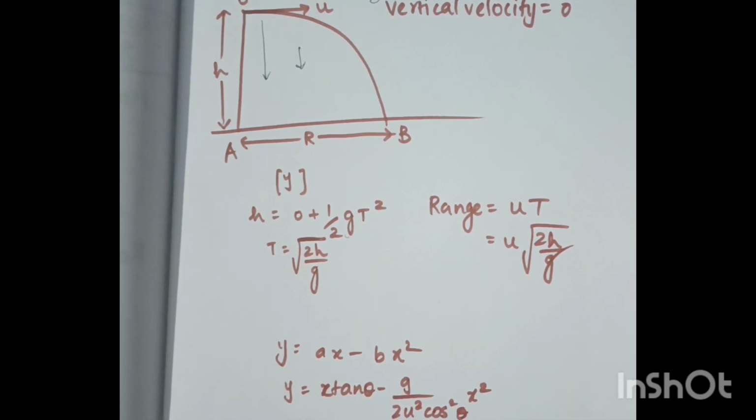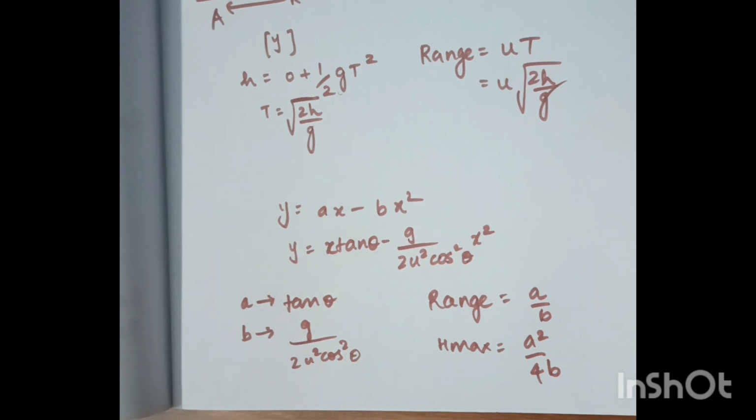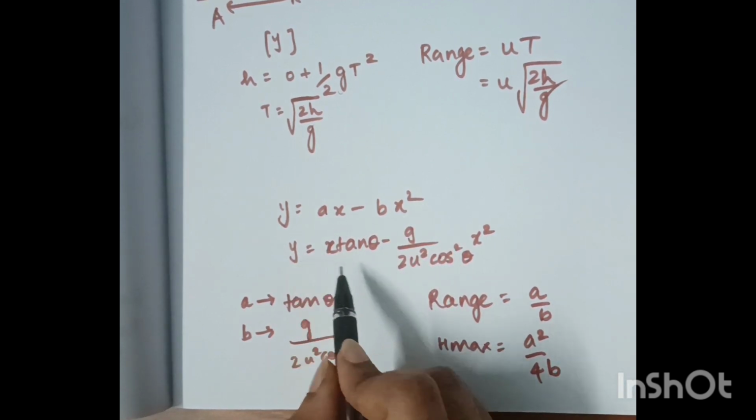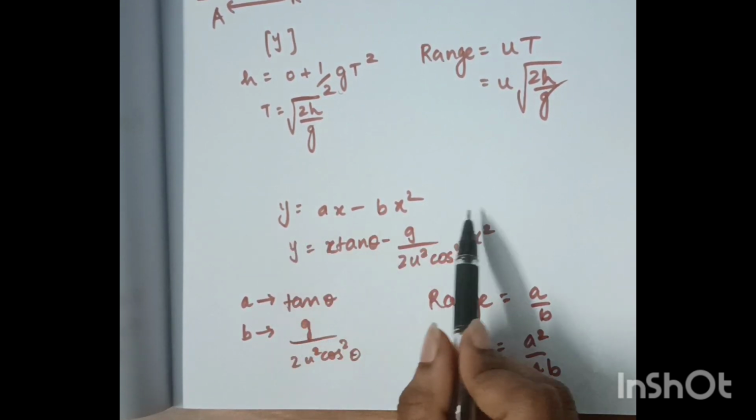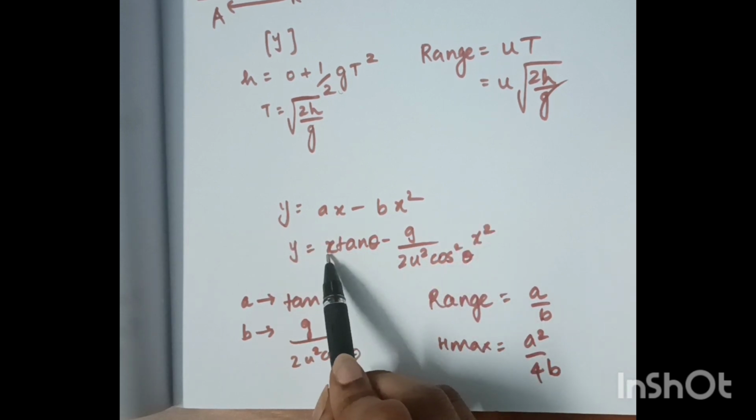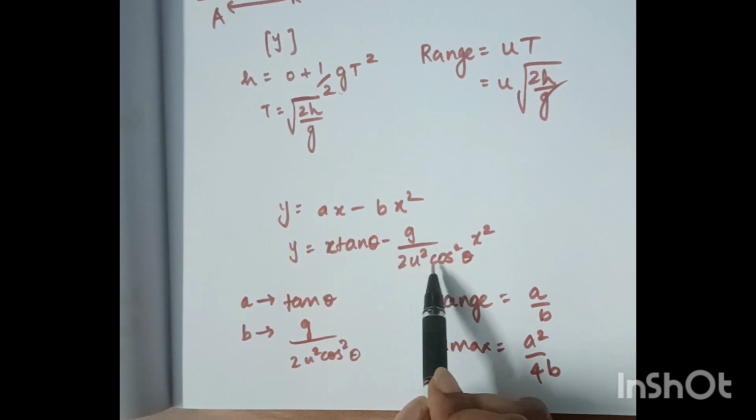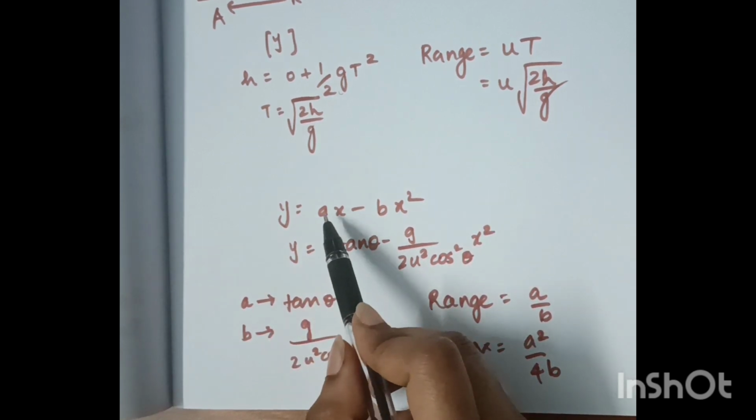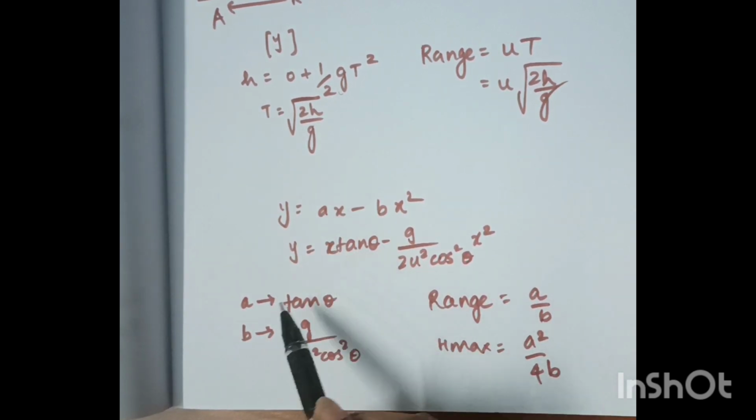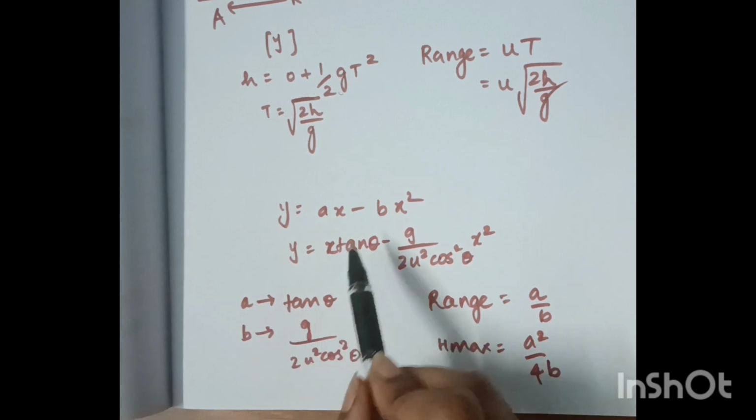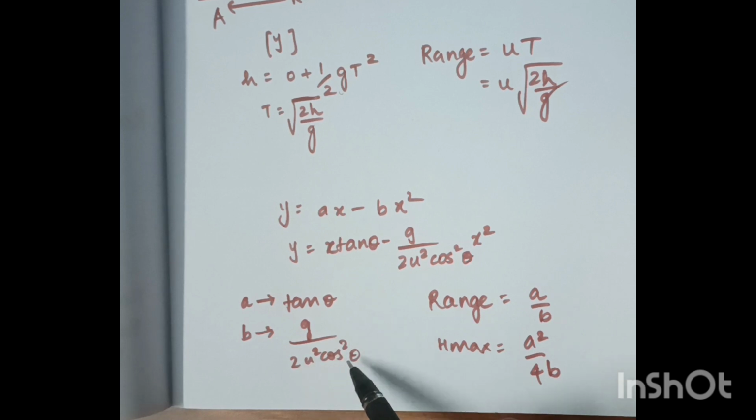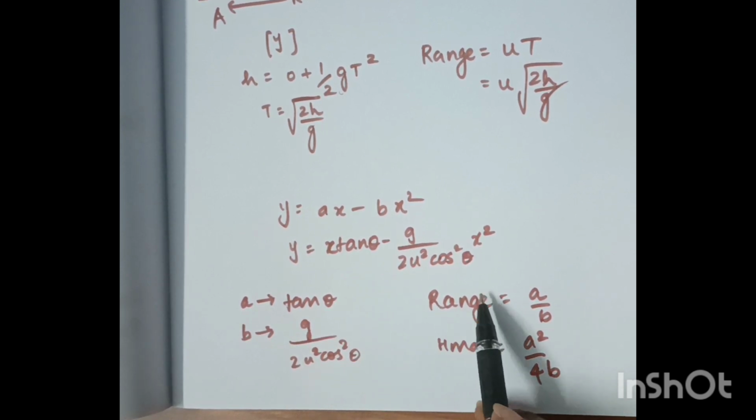Now let us see the equation of a parabola. y equals ax minus bx square. For a projectile, this is the equation: y equals x tan theta minus g by 2u square cos square theta x square. So we can compare a to tan theta. Here a is nothing but tan theta. Comparing b with this one, b equals g by 2u square cos square theta. This is a simplified form.